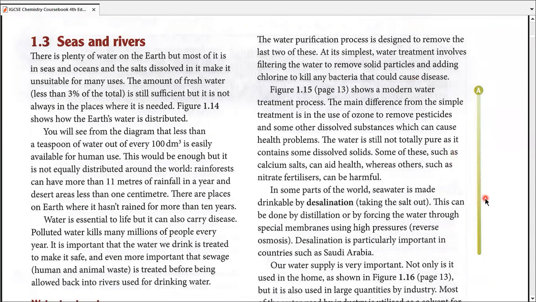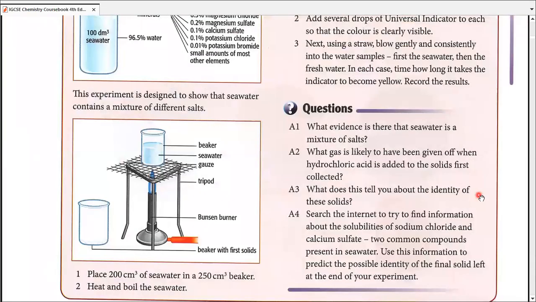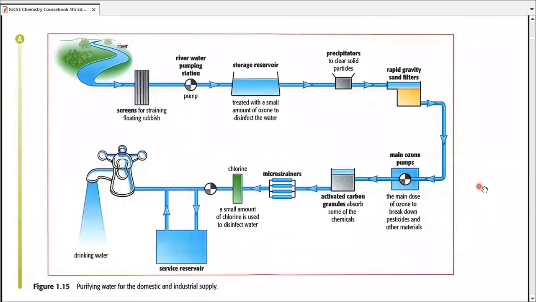Okay, so let's talk about a modern water treatment process. Now, this part is explained in figure 1.15, so we're going to jump from the first paragraph to figure 1.15 and explain it from there. This one. Let's explain the parts. Make sure you have the book open and make sure you can write the things that I'm going to ask you to write in the book. Are you ready with the book and a pencil?